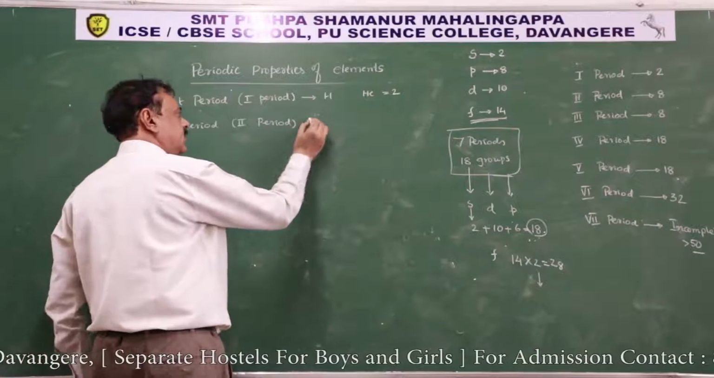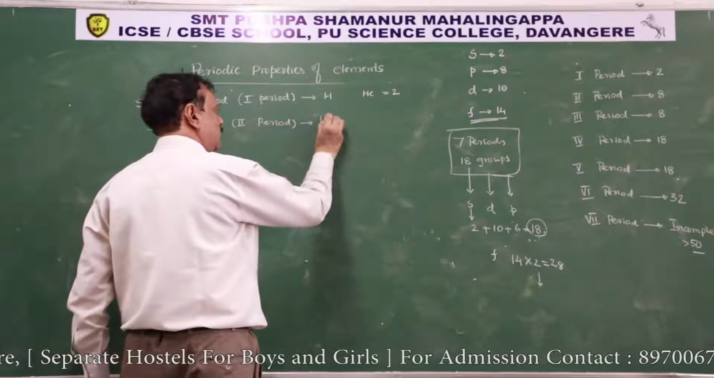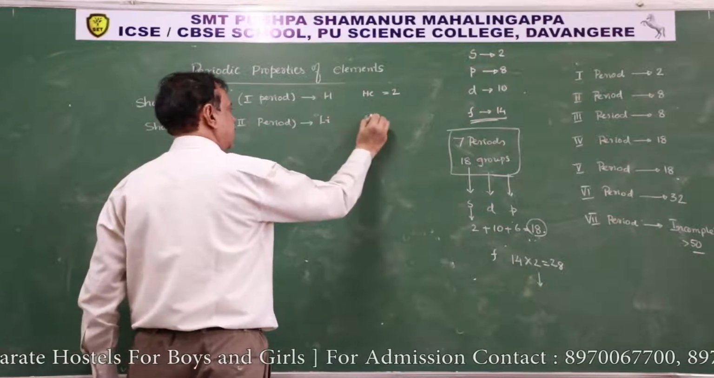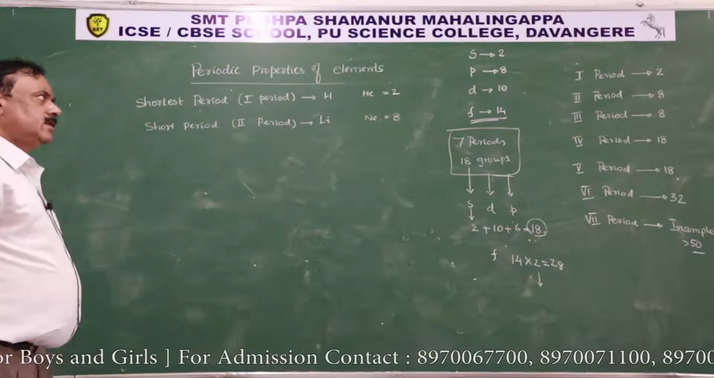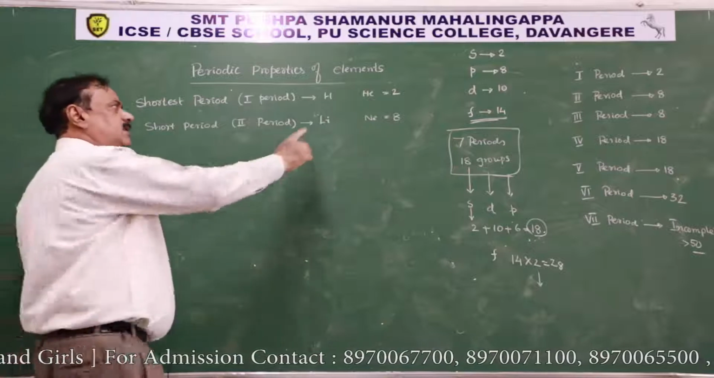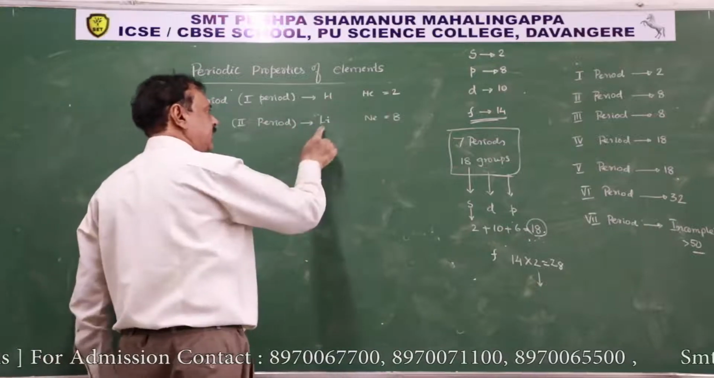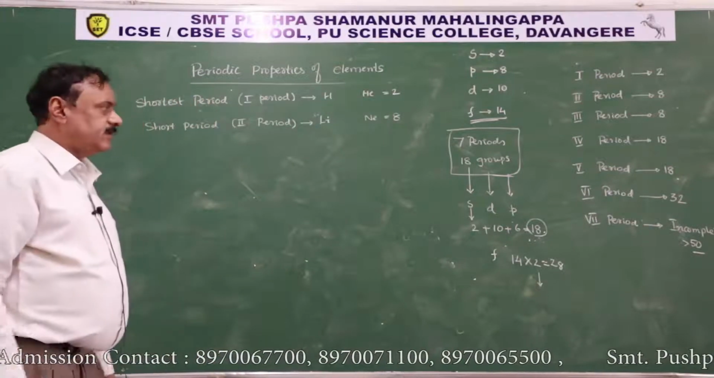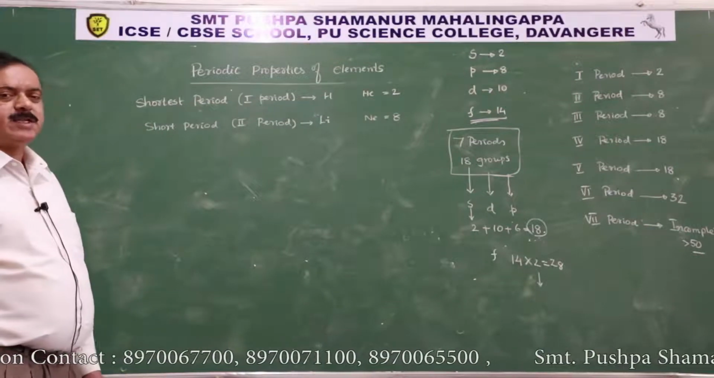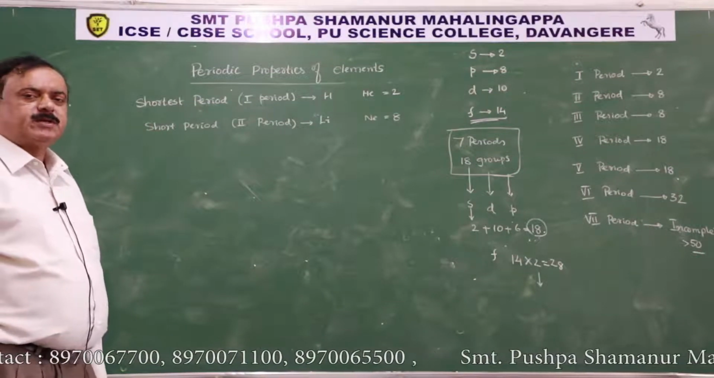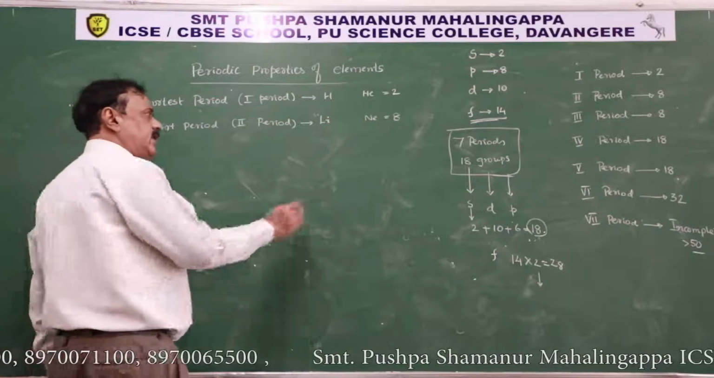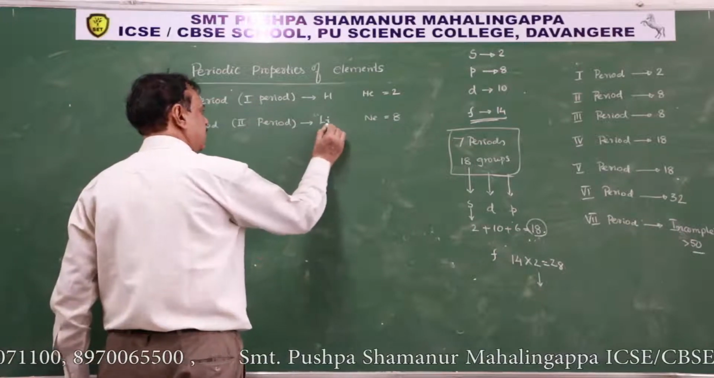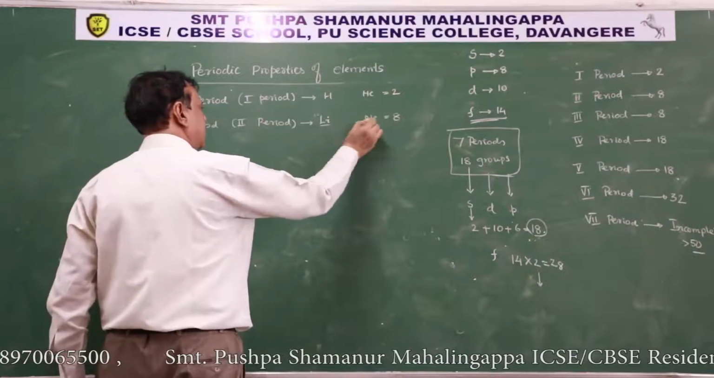Here we found that lithium is the starting element and neon is the last element. Total 8 elements will be there. Hydrogen and helium, these 2 elements are the only ones present in the first period. Lithium onwards: lithium, beryllium, boron, carbon, nitrogen, oxygen, fluorine and neon. Different elements are there, from lithium to neon.